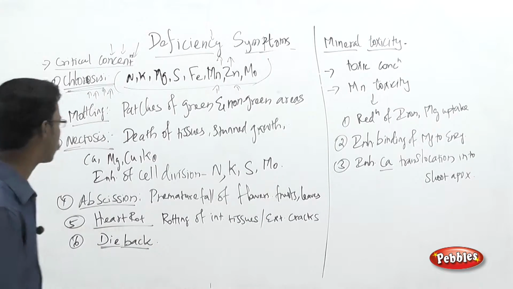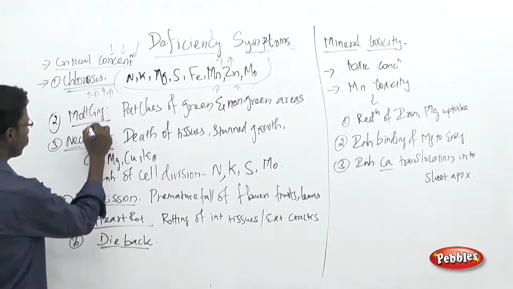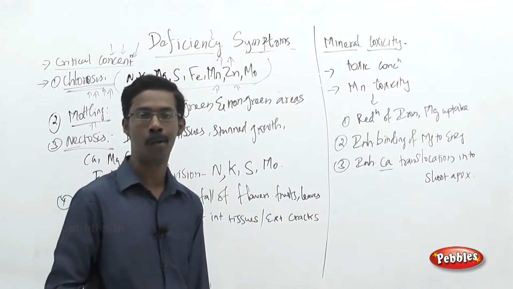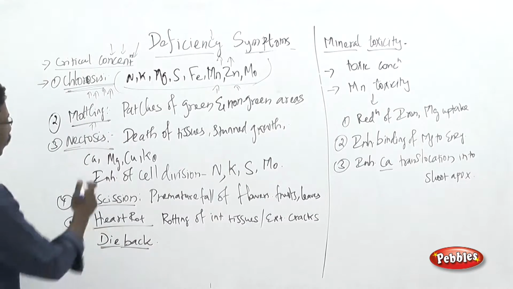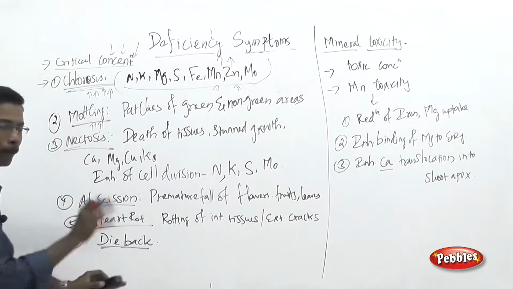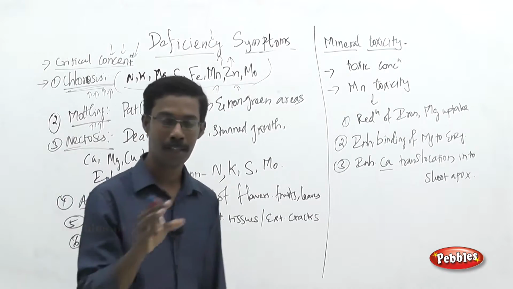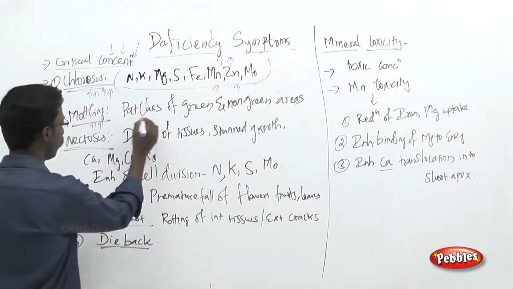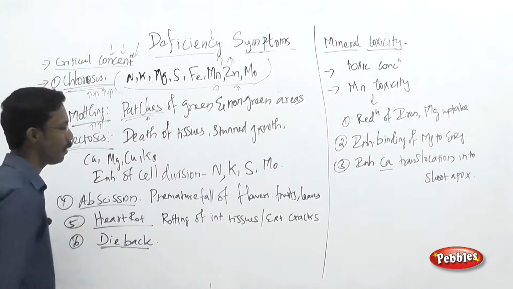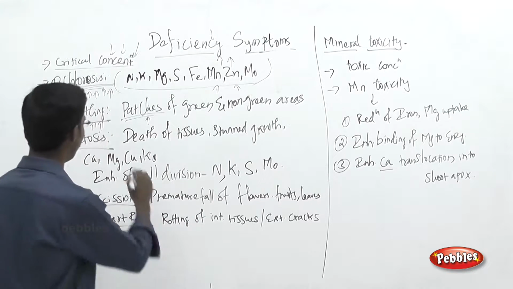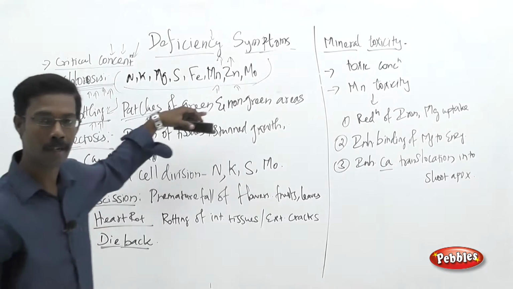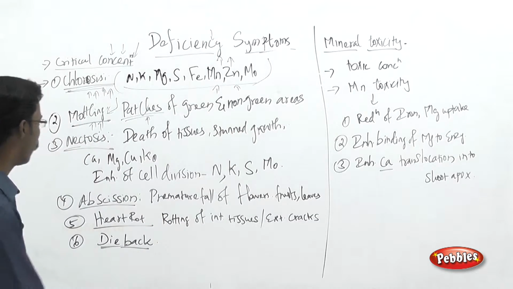The deficiency of any of these minerals will lead to the formation of the deficiency symptom chlorosis in the plants. And the next major symptom we can easily observe morphologically is mottling. Mottling refers to patches of green and non-green appearance in the plant system, especially in the leaves and the stem. You can see the appearance, that is what is called mottling. This is also caused by the deficiency of most of the minerals.